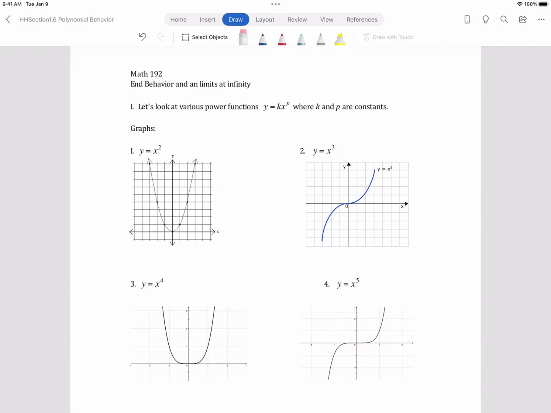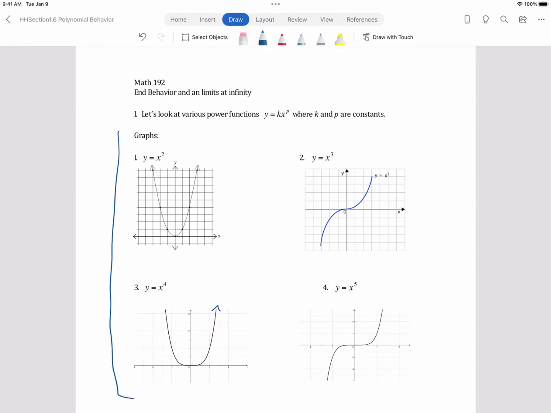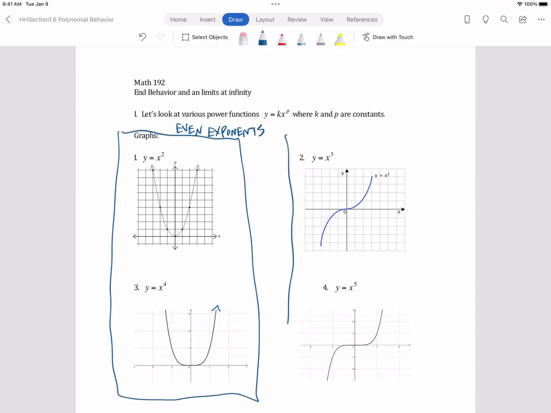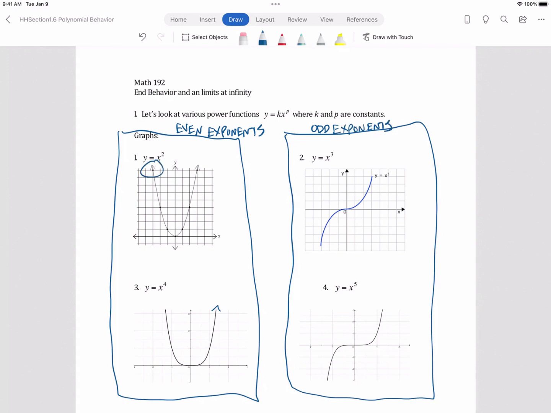This video is about power functions and their end behaviors. Let's group together the two power functions on the left because they have even exponents. Likewise, let's also group the two power functions on the right because they have odd exponents. Now let's look at the end behavior.